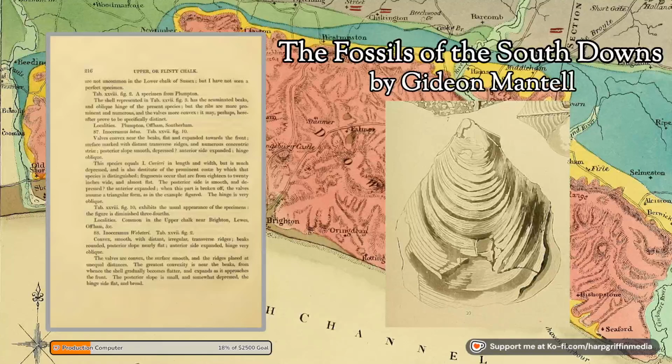Fragments occur that are from 18 to 20 inches wide and almost flat. The posterior side is smooth and depressed, the anterior expanded. When this part is broken off, the valves assume a triangular form, as in the example figured. The hinge is very oblique. Tablet 27, Figure 10, exhibits the usual appearance of the specimens. The figure is diminished three-fourths. Localities: common in the Upper Chalk near Brighton, Lewes, Offham, etc.